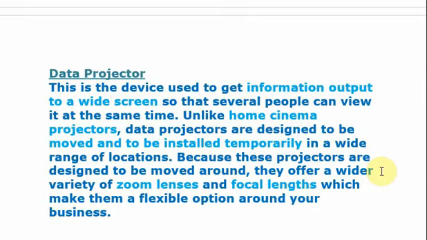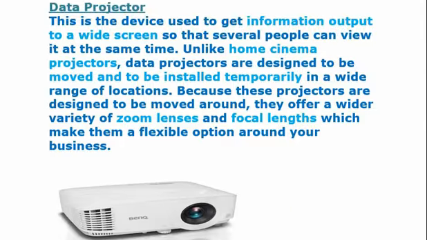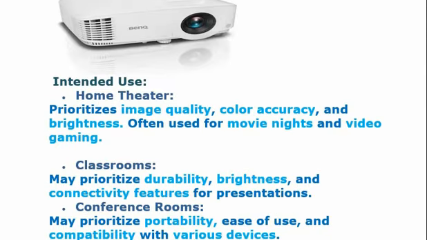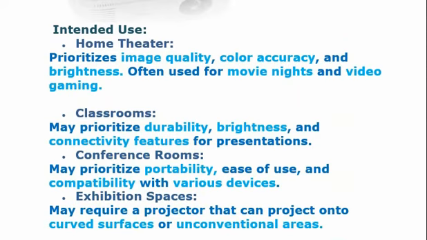Since it is used for different purposes, a variety of zoom lenses and focal length choices is available. According to the requirement, we can select. Now, intended use means according to the usage requirement. Let's say if it is a home theater, image quality is very important: color accuracy, brightness. Specifically used for video gaming and movie nights.